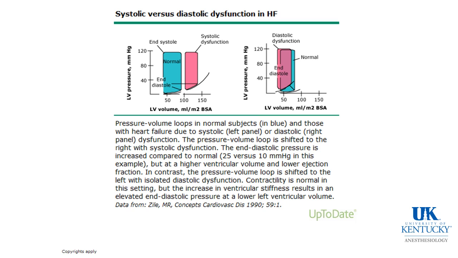This slide is meant to depict differences between systolic and diastolic dysfunction in heart failure. You can see from the pair of pressure volume loops on the left that with systolic dysfunction there is an increase in volume of the heart with a reduction in stroke volume. And with diastolic dysfunction, the heart is not enlarged, but it does have higher filling pressures.